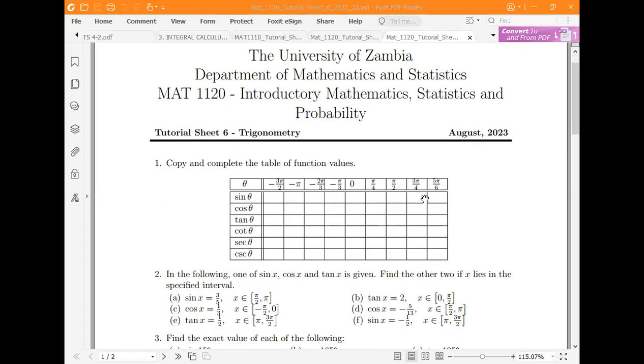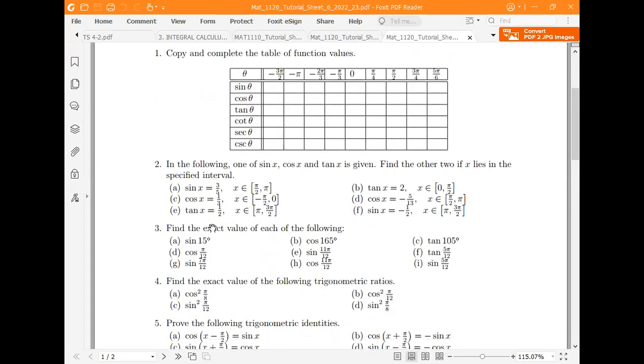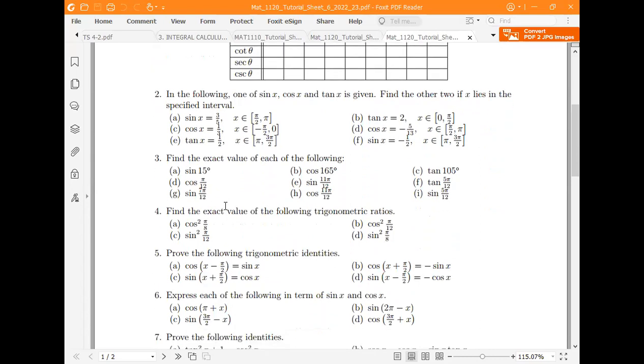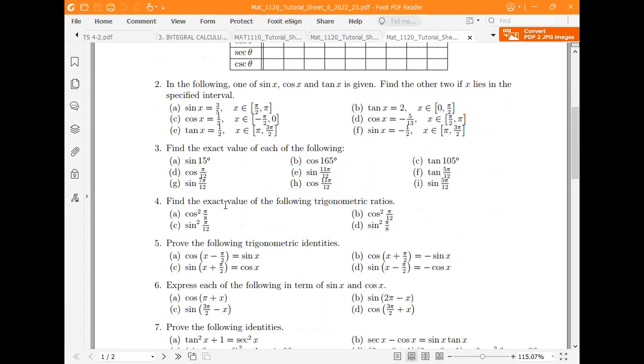So I think we looked at most of this. I told you to look at this table and finish it up. I hope you did this one. Okay. Did we do question 2? I think when you had one class on trig.